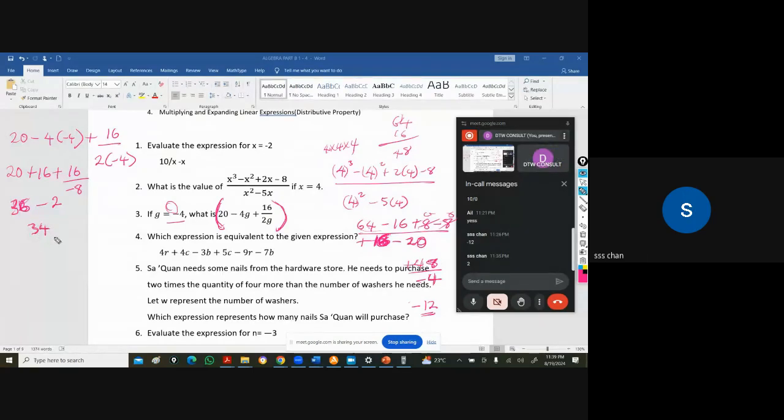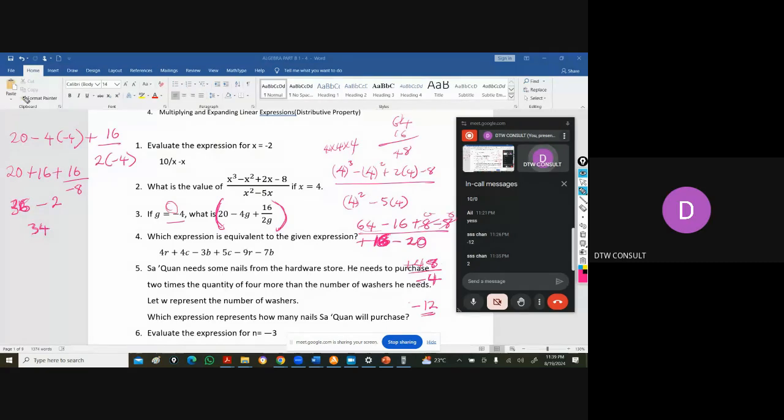Okay, Miss Blessing, I think we got it wrong. Yes, the negative 4. So he put it as 20 minus, within brackets, 4 times negative 4. So that's negative 16. This is a plus now. He made a mistake. So do this again.